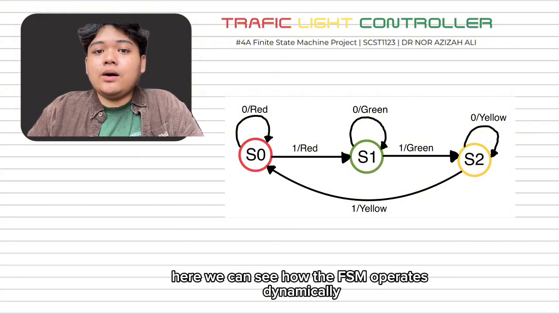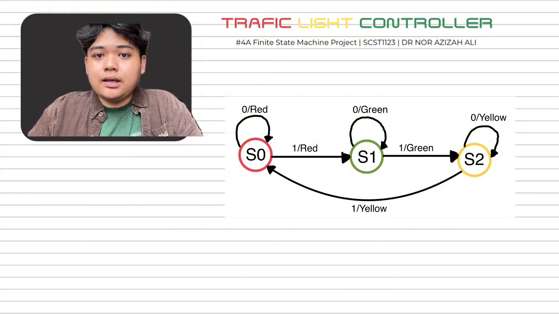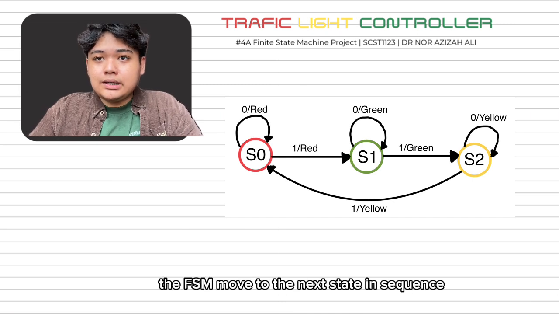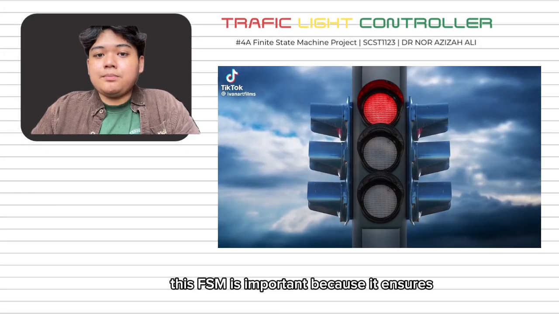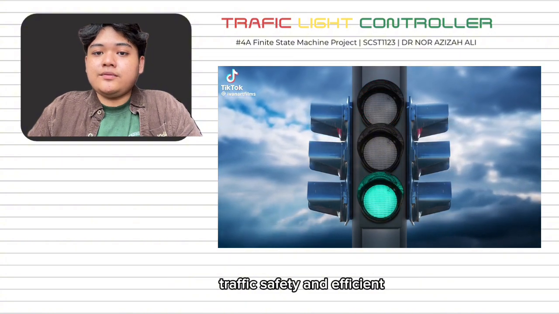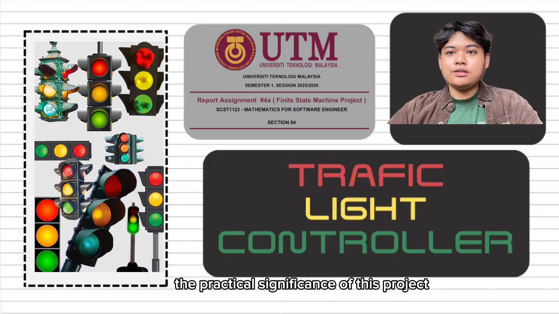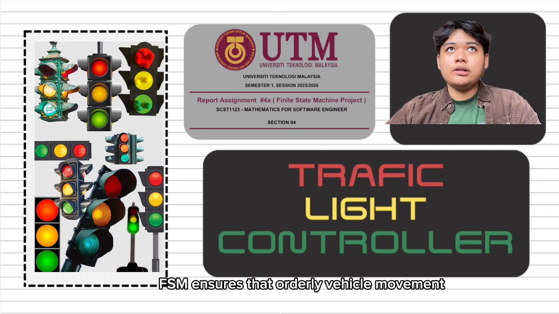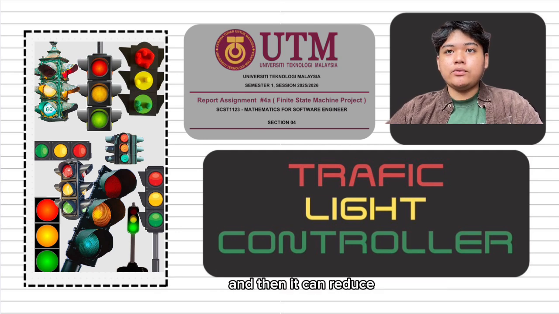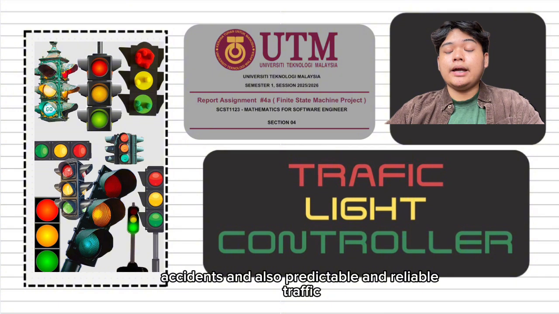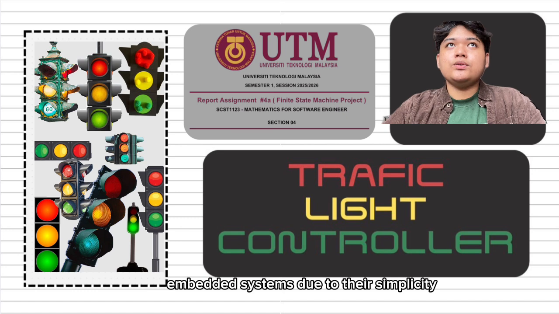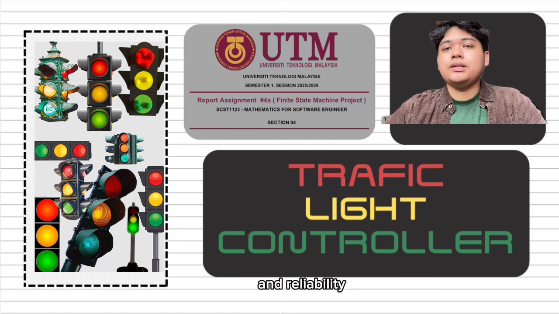Here, we can see how the FSM operates dynamically. Each time the timer expires, the FSM moves to the next state in sequence. This FSM is important because it ensures traffic safety and efficiency. The practical significance of this project is that the traffic light FSM ensures orderly vehicle movement, and it can reduce accidents and provide predictable and reliable traffic control. FSM models like this are widely used in embedded systems due to their simplicity and reliability.